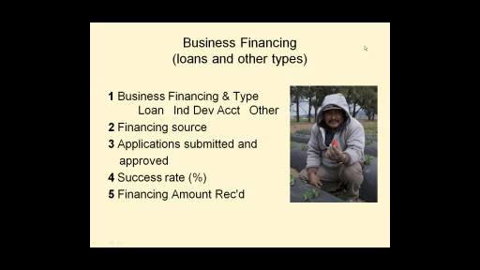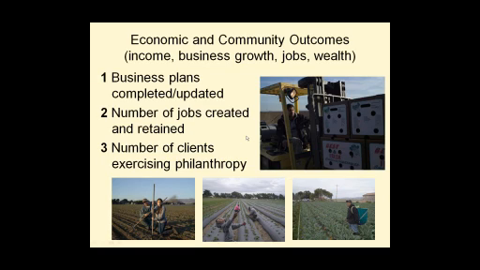Some of the business financing questions we look at is, of course, the types, with loans, individual development accounts, other processes like crowdfunding. We also look, of course, at the applications submitted and approved and the overall success rate that results from that, and financing amounts received by the farmers. In terms of economic and community outcomes, we look at income, business growth, jobs, and wealth. We track every year, of course, the business plans that are completed and updated and how they reflect the farmer's potential for long-term growth and stability.